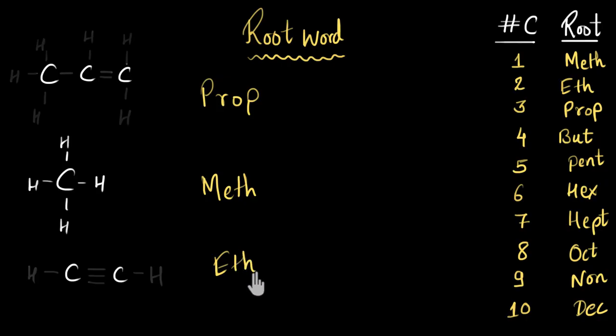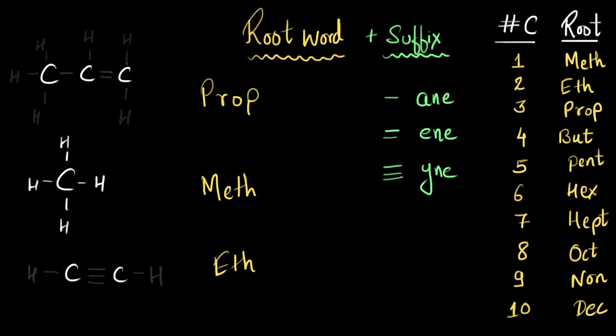Eth. Now let's talk about the suffix. See, this is a word that gets added to the root word and it denotes whether the molecule belongs to the alkane, alkene or alkyne family. For example, if there are only single bonds between the carbon atoms, that means the molecule is an alkane and will have the suffix "ane" added to the root word.